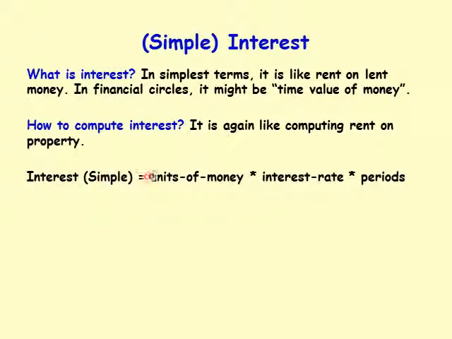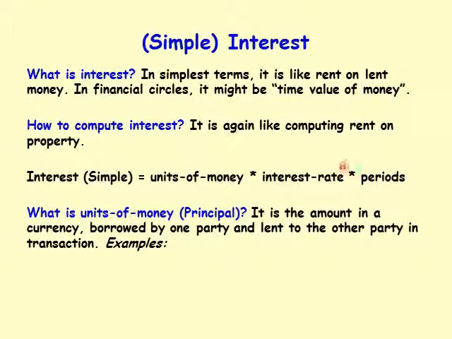Simple interest is units of money times interest rate times period. Units of money is like a property, and interest rate is like rent on a property, and period is the number of terms, like number of months, number of years. Okay, let's continue here. So we would need how much money is involved, what's the interest rate agreed on, and what's the number of periods the interest needs to be paid over.